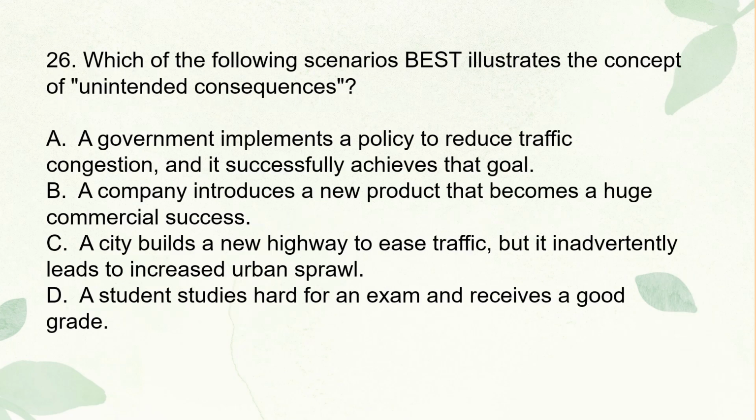Number 26. Which of the following scenarios best illustrates the concept of unintended consequences? Letter A, a government implements a policy to reduce traffic congestions and it successfully achieves that goal. Letter B, a company introduces a new product that becomes a huge commercial success. Letter C, a city builds a new highway to ease traffic, but it inadvertently leads to increased urban sprawl. Letter D, a student studies hard for an exam and receives a good grade.